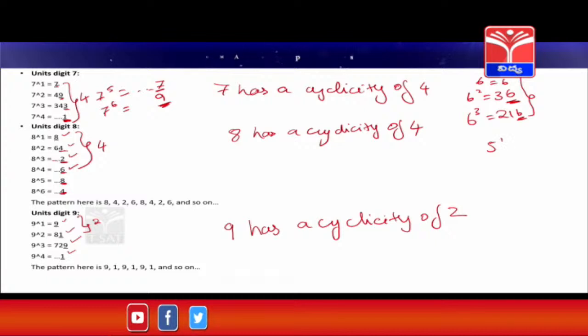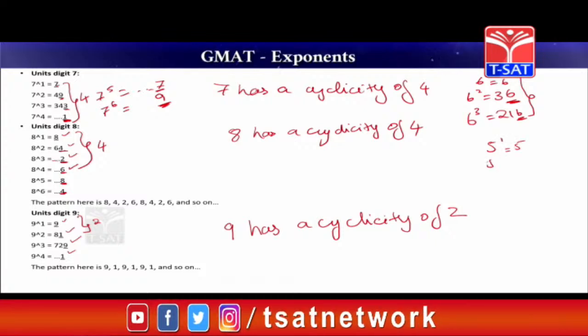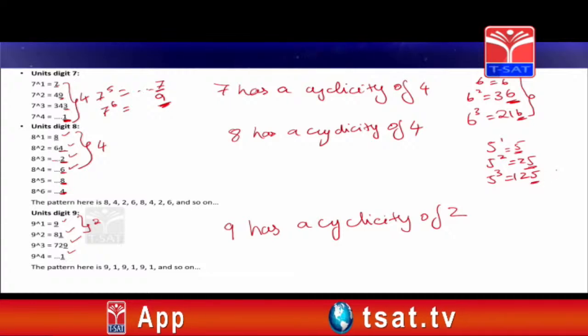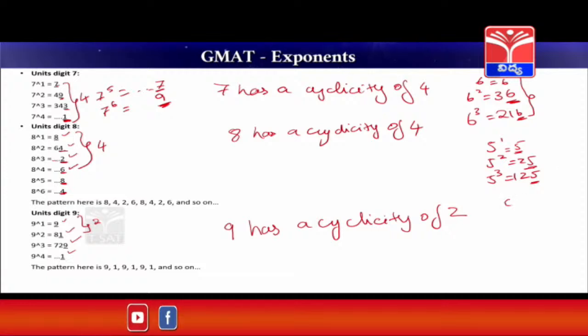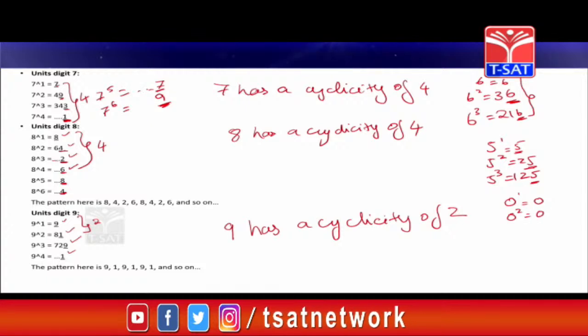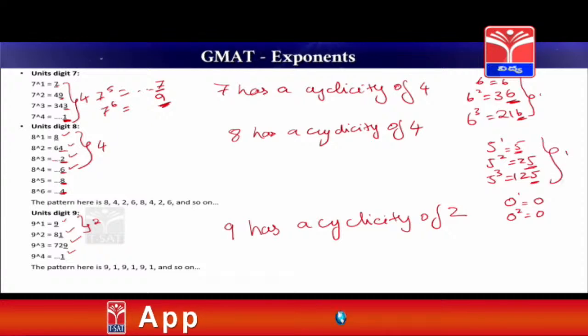You raise 6 to any power, always your unit digit is going to be 6. 5 has the same pattern, 5 to the power of 1 is 5, 5 square is 25, 5 cube is 125. It will always be 5. It has a cyclicity of 1. 5 raised to any power will give you 5 at the units digit. And it is the same with 0. When you raise 0 to any number, it will always remain 0. So it is again having a cyclicity of 1. These are all numbers which have cyclicity of 1, that is, you raise them to any number, they will have the same units digit: 0, 5, 6.